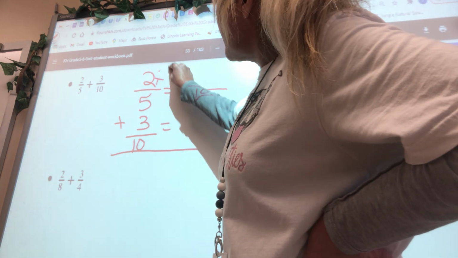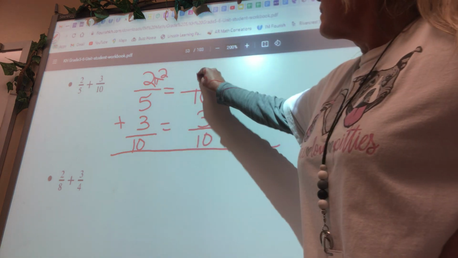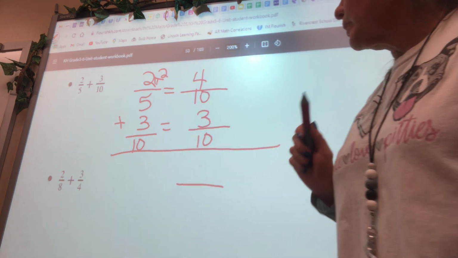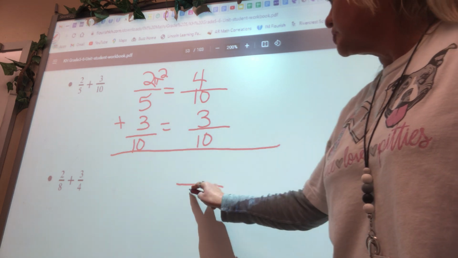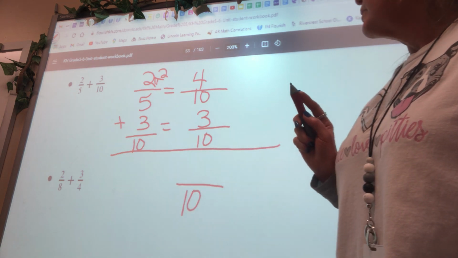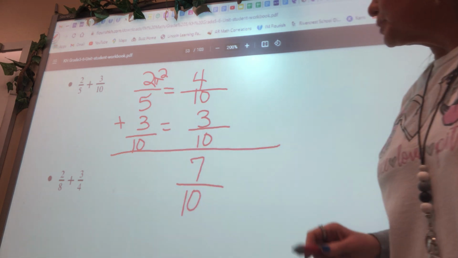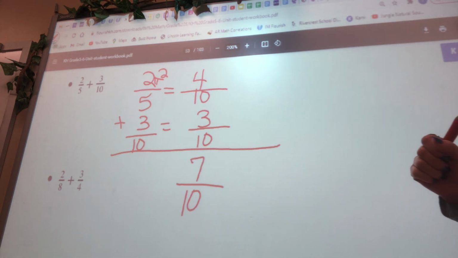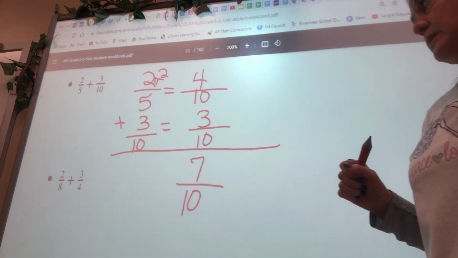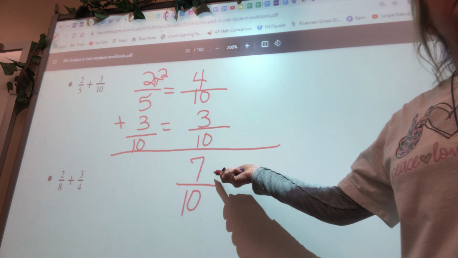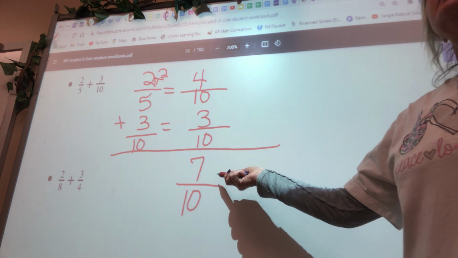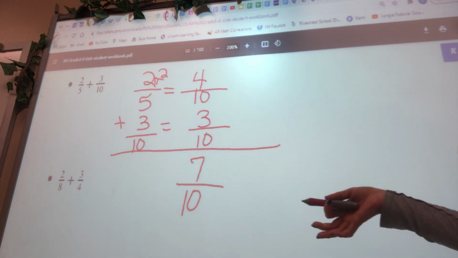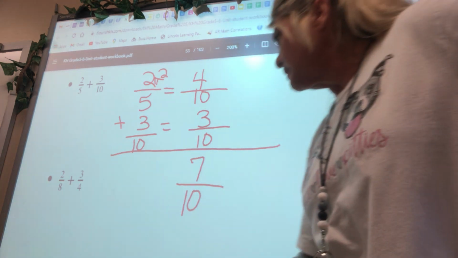So I have to do that up here also. 4. What do I do with the denominator? Just keep them. And then that would be 7. Is that in simplest form? Yes. What kind of number is 7? Prime or composite? Prime. Doesn't have any other factors besides 7 and 1.